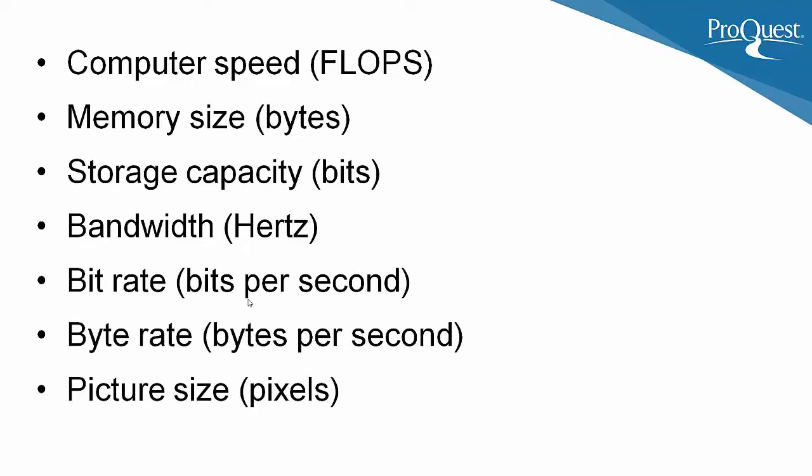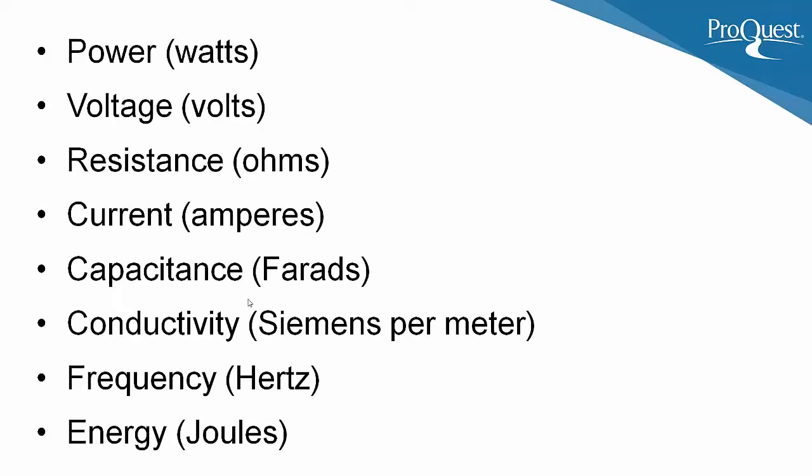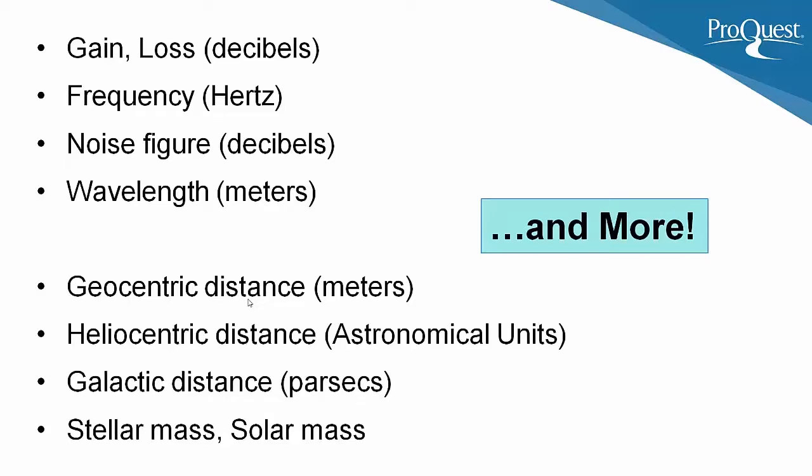There's also a whole group of these measurements that have to do with computers, such as computer speed, memory size, storage capacity, bandwidth in hertz, bit and byte rates, and picture size in pixels. Additionally, there's a whole group of them that have to do with electricity, how to do searches in measurements of watts, volts, ohms, amps, and so on. There's a small group of them that have to do with sound, measurements of decibels, hertz, meters of wavelength. There's even a group of them that have to do with astronomy and distances throughout the universe. So quite a few different things.